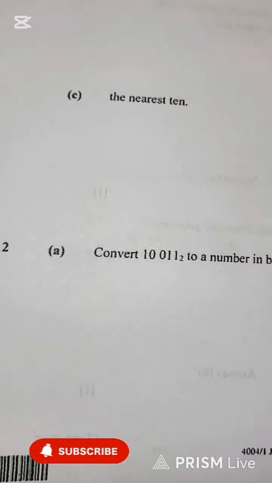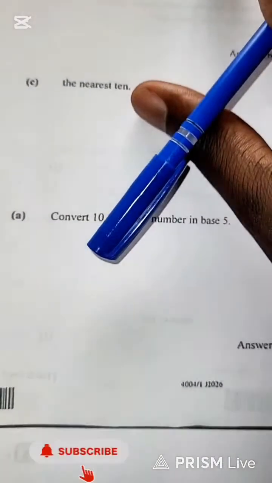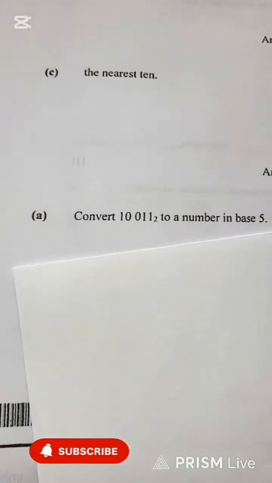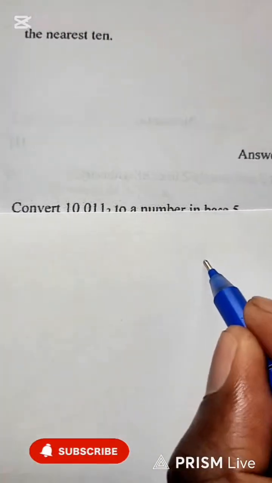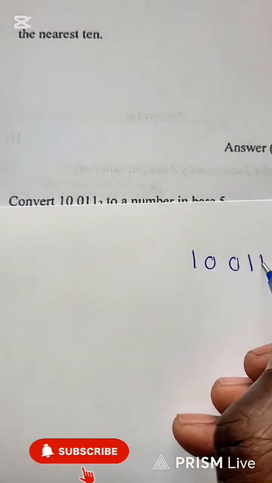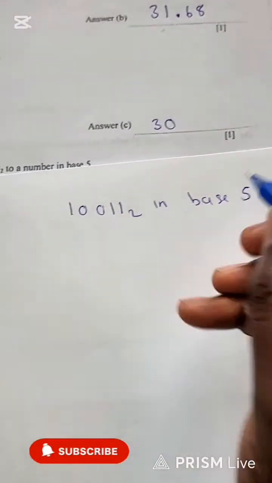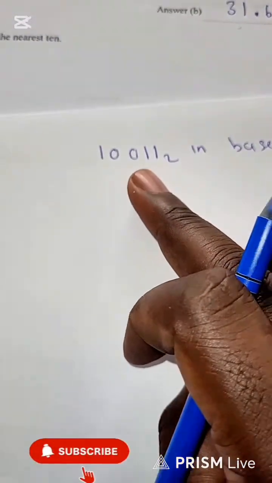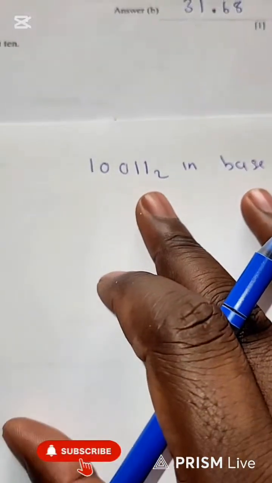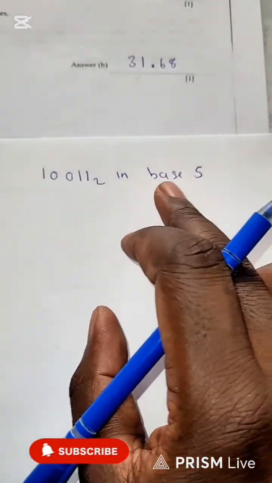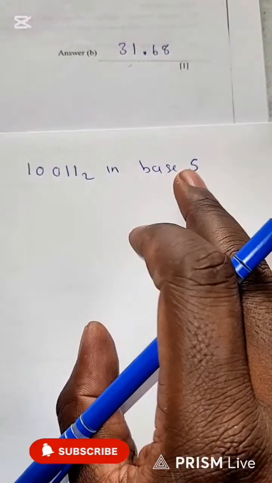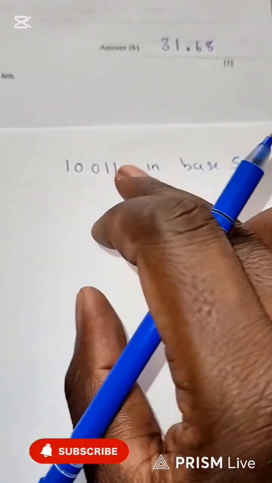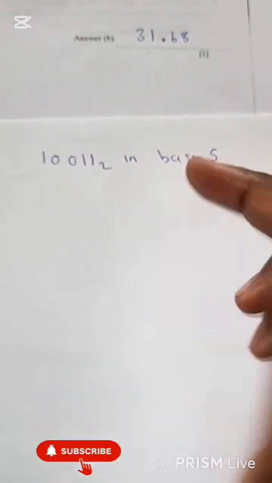It says convert 10011 base 2 to a number in base what? In base 5. Okay. So let me write it here. 10011 base 2 in base what? In base 5. Okay. Are we still together? So the first stage right here is to express this number as a number in base 10. Then we'll find it in base what? In base 5. So the first stage is to express it in base 10, then from base 10 to base 5.